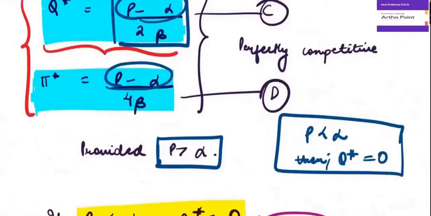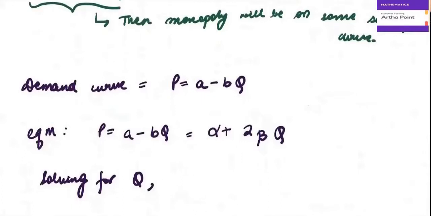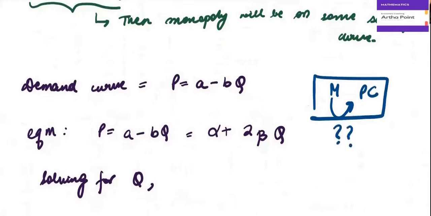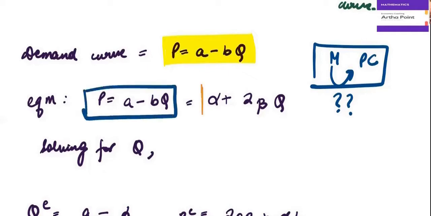Is this fine? Now, the following question arises. If I want to somehow ask the monopoly to produce the same amount as a perfectly competitive firm, what should I do? How can I ask the monopoly to produce the same as a perfectly competitive firm? Let's see. If I want that to happen, I want to first check the following. The demand curve is given as A minus BQ. The supply curve of the firm is something we just found out, alpha plus 2 beta Q.